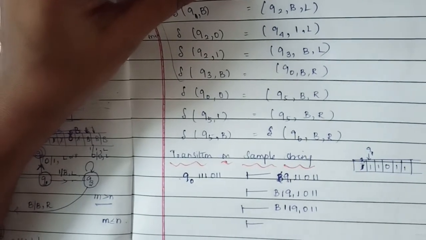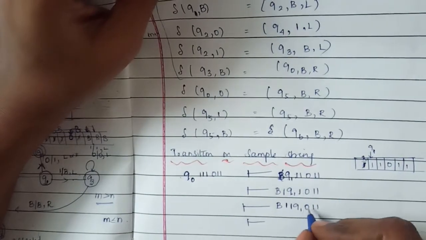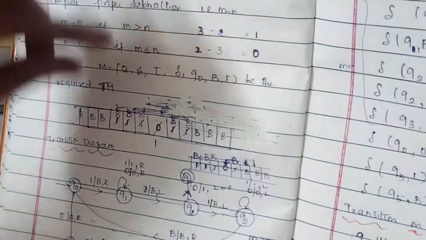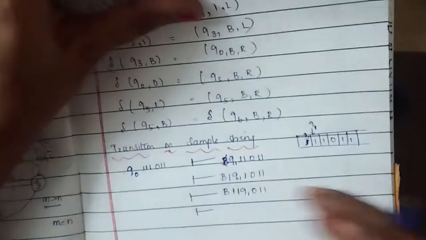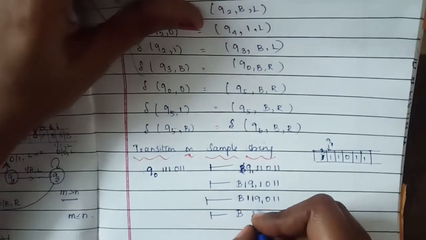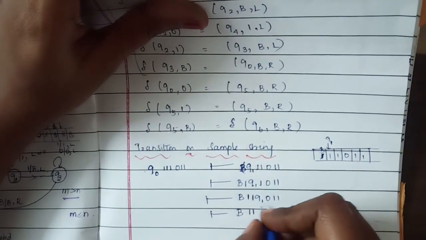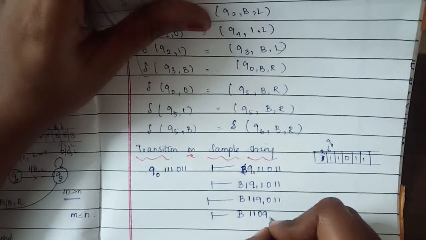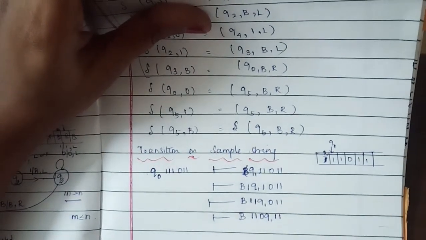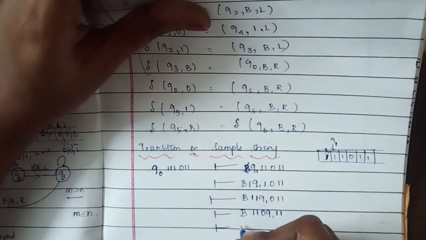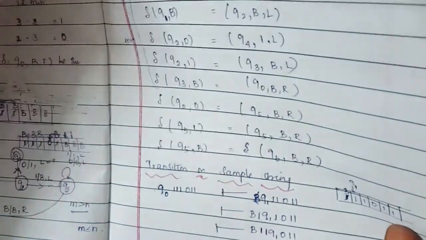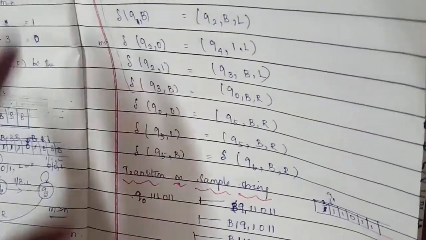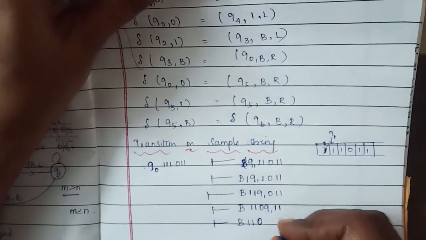Again Q1 on 0. So see here, whatever 0 or 1 comes, it has to stay on the same state and go in the right direction. So B 1 1, we'll have 0 Q1 1 1. After that we'll have B 1 1 0, and Q1 on 1. When you see this Q1 on 1, again it has to go right, so it has to be changed.